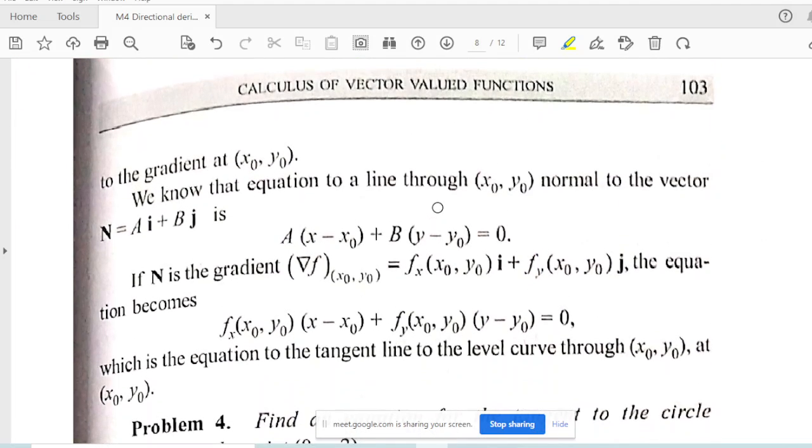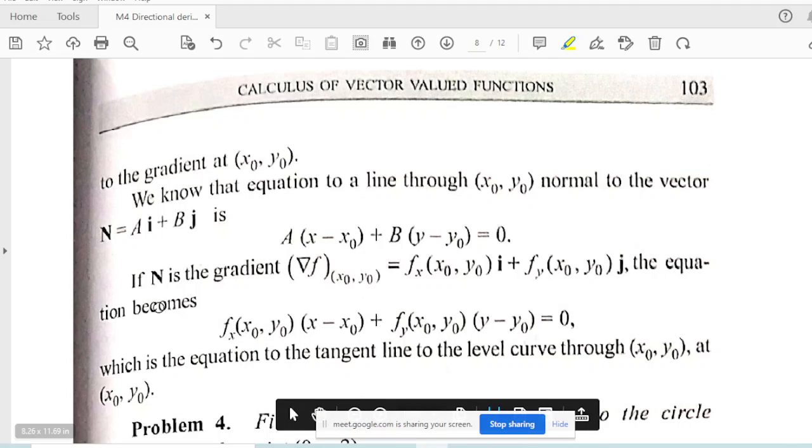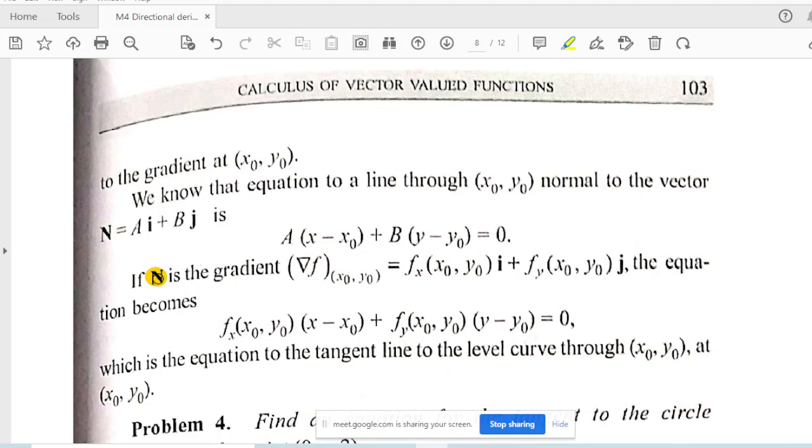So we know that nabla f, or del f, is the normal vector. So if vector n is the gradient, right? When asked to find the normal vector, we can directly find nabla f or del f. That is always a normal vector. According to the previous theorem, we have already established that it is always a normal vector.